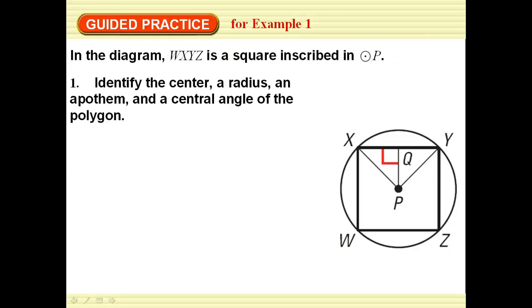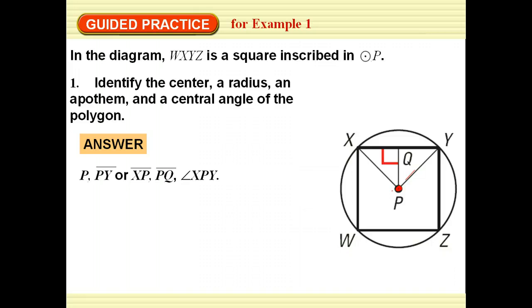Now, here's what you'll be asked to do. Identify the center, a radius, an apothem, and the central angle. Well, the center, of course, is the center of the circle, P. The radii, there's two shown, PY or PX. The apothem is PQ, and the central angle is XPY.